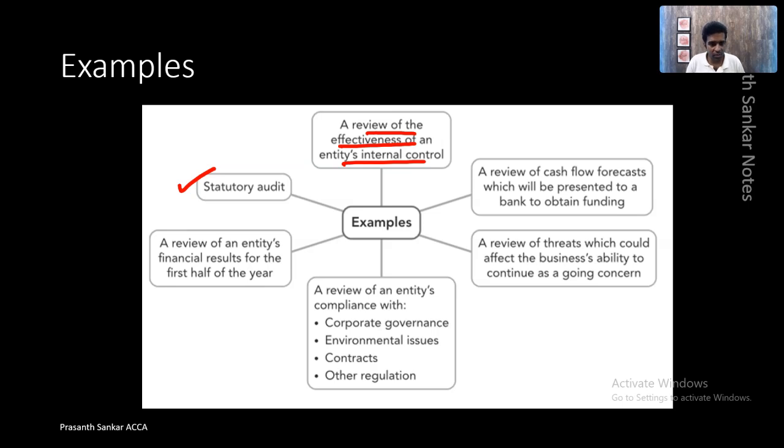Again, that's a control. So in the company, there will be various controls, and whether those controls are functioning very well or not can also be part of an assurance engagement, where a practitioner will come, check whether the controls are functioning effectively and give an opinion to the user. So that is called checking the effectiveness of the entity's internal control.